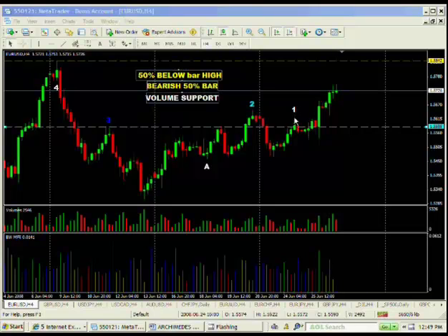So we take the total range of the bar and divide it in half. On a strong bar, we want to see the market close above the halfway point of the bar. And we can see in our examples that we go up, and then close below the 50% mark of the high of the bar.